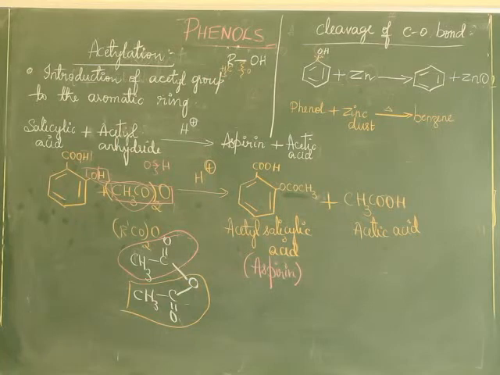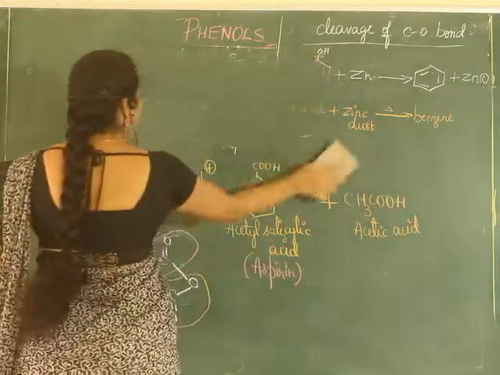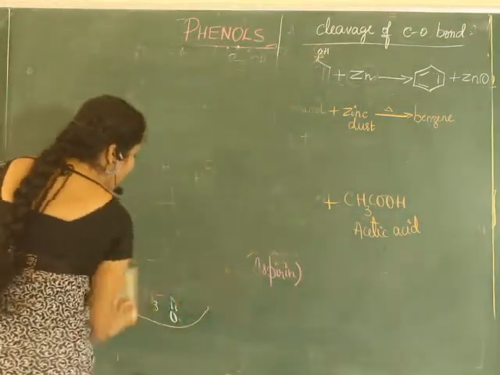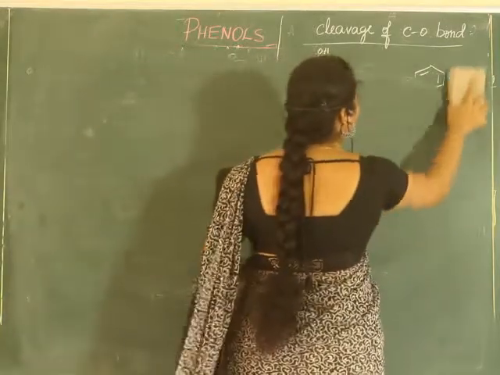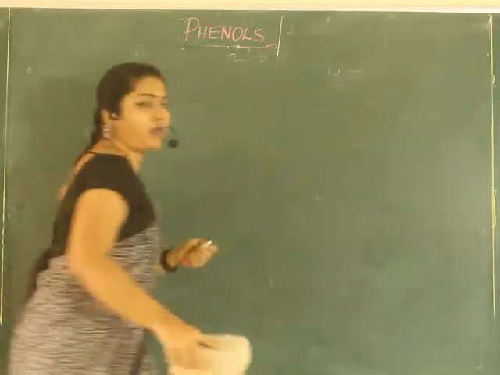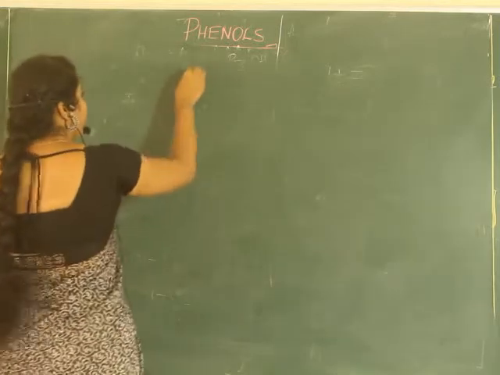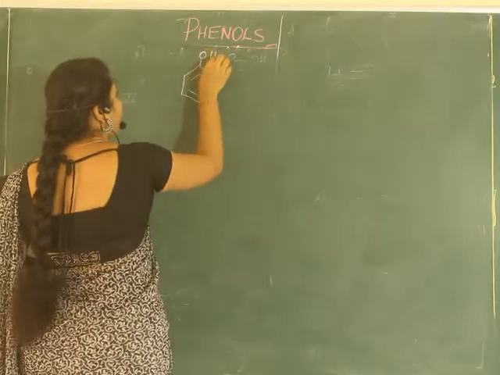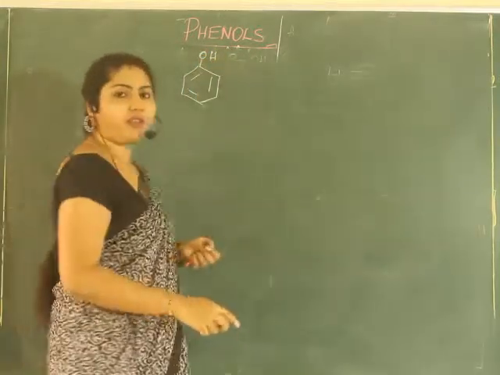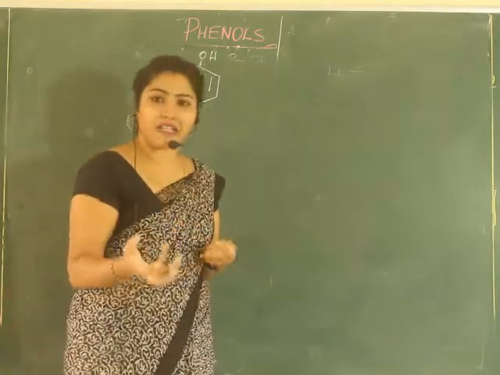Moving on to the next part, reactions of phenols, very important again. These reactions are shown only by phenols. You cannot expect these reactions to be shown by alcohols. Why I am drawing this phenol often is because the OH group is responsible for the reactions that take place. This OH group also imparts the acidic nature.